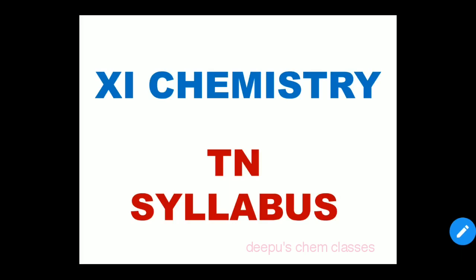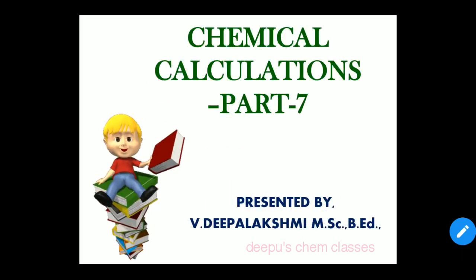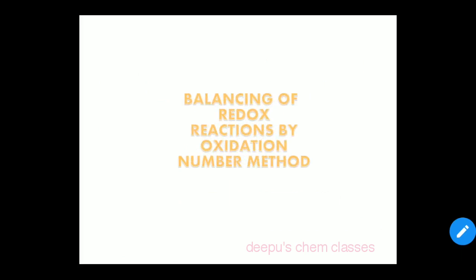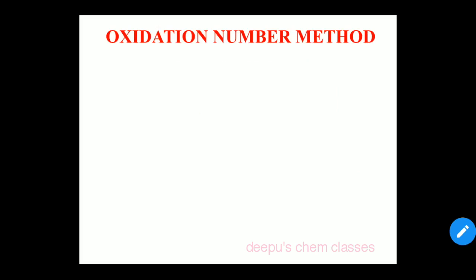So today we are going to see about the continuation of chemical calculations. Here we are going to see about balancing of redox reactions by the oxidation number method. Let us see the oxidation number method.